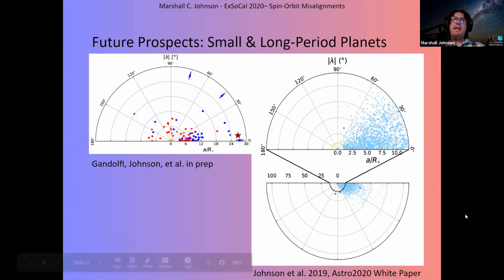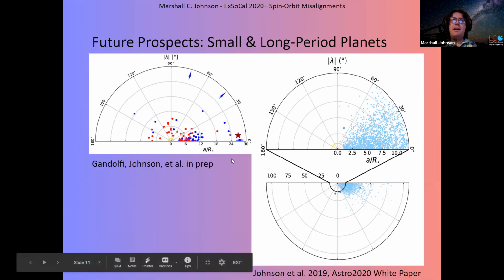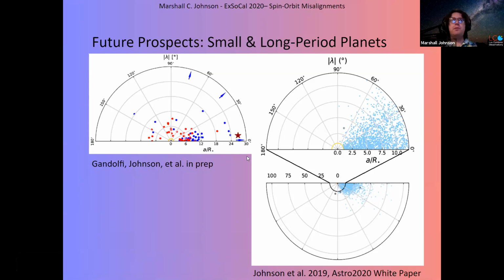So just to wrap up quickly and look ahead, there's a lot of good prospects for observing more small and longer period planets. On the left here, I'm showing the measured spin-orbit misalignments as a function of orbital distance. There's a lot of hot Jupiters, but only a handful of these longer period planets. I think there's great prospects for measuring spin-orbit misalignments for these longer period planets, like Umpaldalba talked about earlier, thanks to TESS and Kepler and the planets they've found.